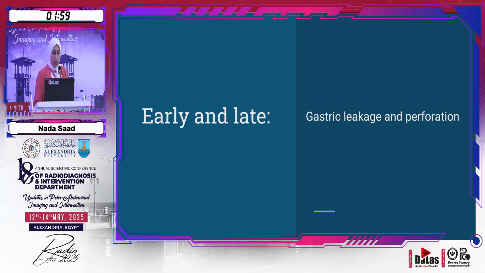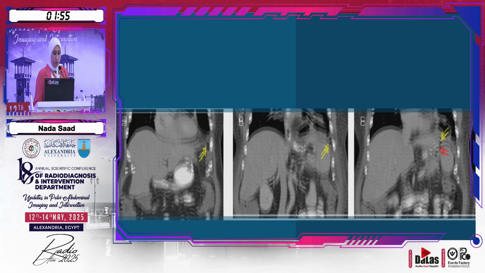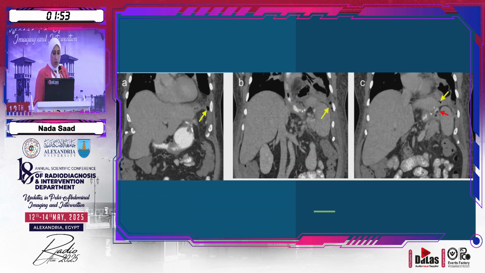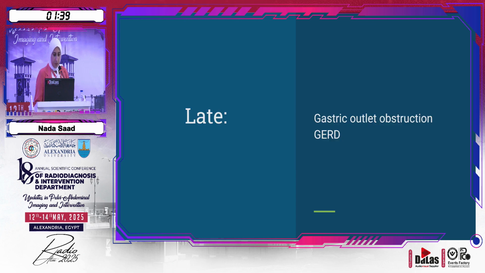Early and late after sleeve gastrectomy, like gastric leakage and perforation. Multiple coronal slices of CT of the abdomen with intravenous and oral contrast, showing extraluminal contrast extravasation, as well as foci of pneumoperitoneum consistent with leak. The late complications after sleeve gastrectomy could be gastric outlet obstruction or GERD, and that's it.